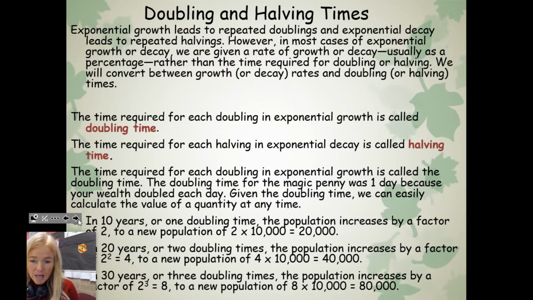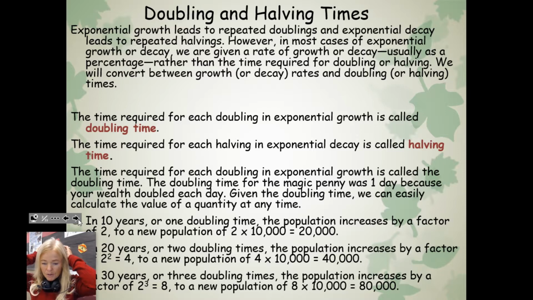Doubling time refers to how much time is required for each doubling in exponential growth to occur. Halving time is the time required for each halving in exponential decay. If you remember the magic leprechaun example, the doubling time for the magic penny was 1 day, because the pennies doubled every night. When she went to bed and woke up again, the next morning she had double the amount of pennies. So that was 1 day for the doubling time. Then we can find the rate and everything else we need from that information, so we'll be going back and forth a little bit. These are just some examples you see down here.